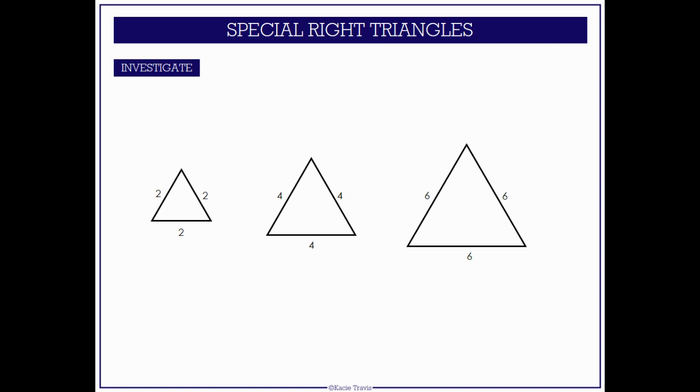So, what we're looking at are these three triangles. If you notice, they all got the same side lengths. If you remember our names from triangles, that means that all three of these are equilateral. So let's make some things happen.